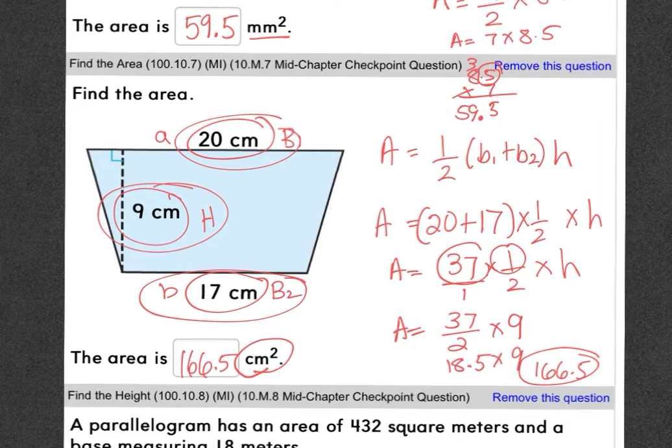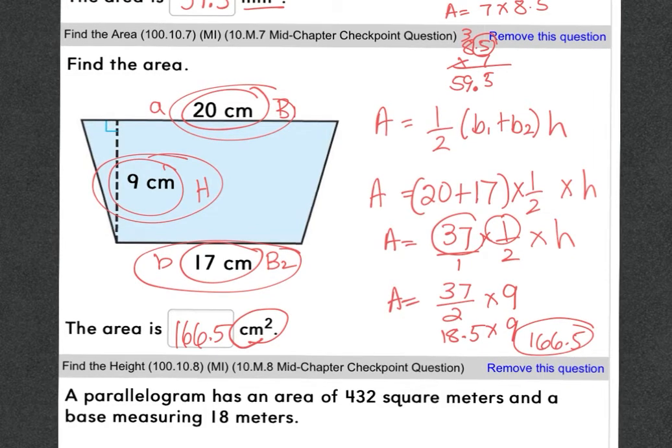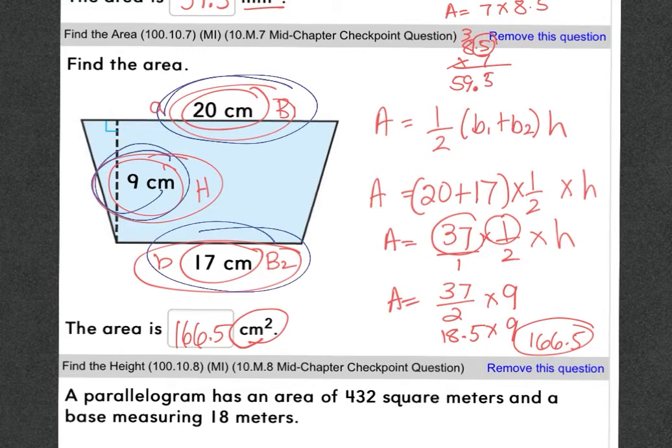It's super important. So I just want to kind of go over this one more time. You add your two bases together. You multiply it times 9. And then you cut it in half. So add your two bases together. Multiply by the height. And then cut it in half.